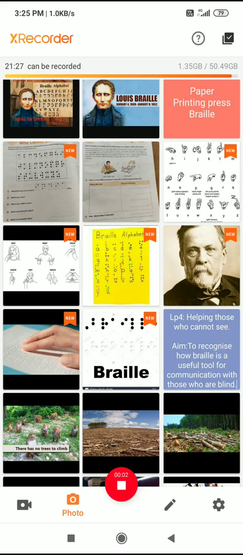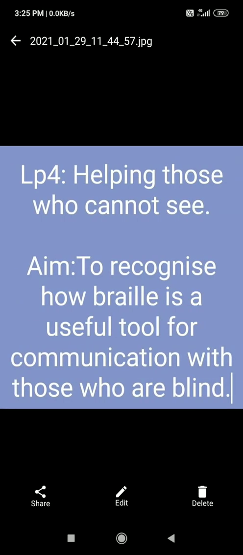Hello students, now we will go through LP4 of 25th block, helping those who cannot see. The aim of LP4 is to recognize how Braille is a useful tool for communication with those who are blind.